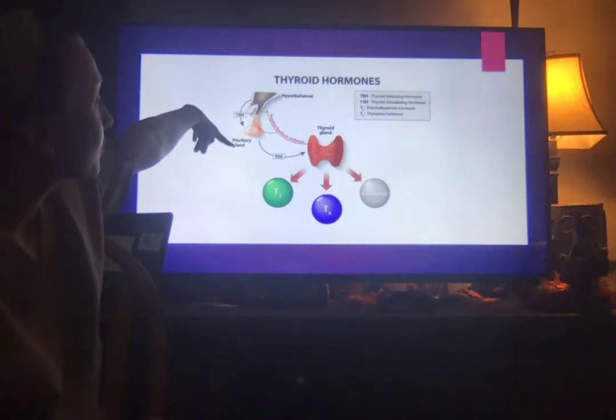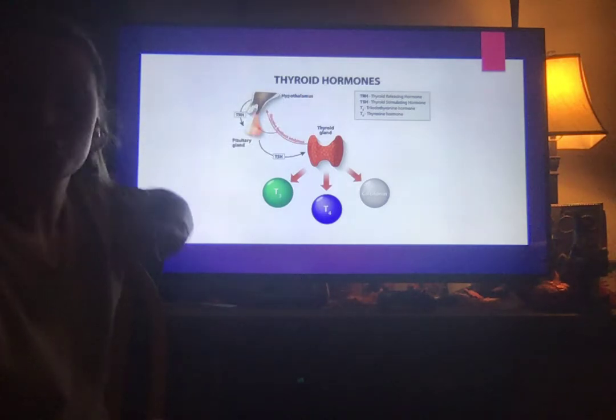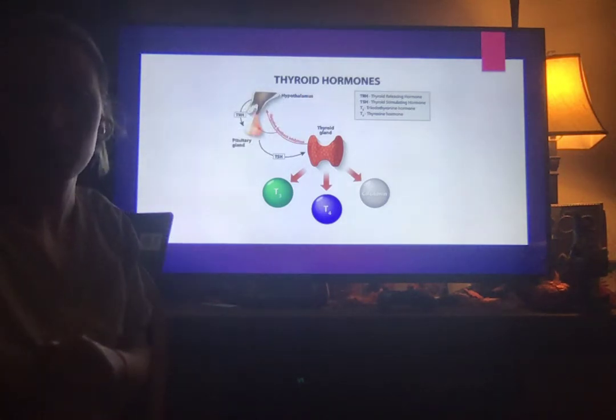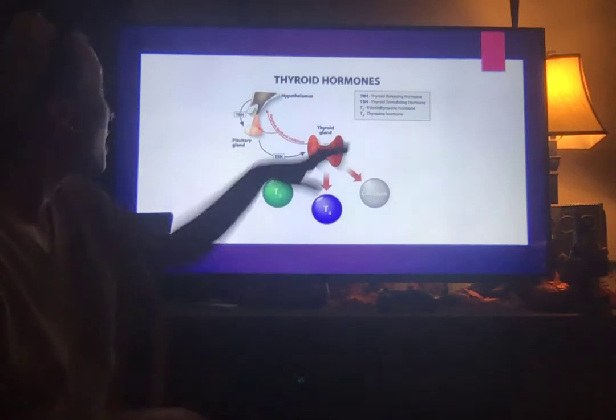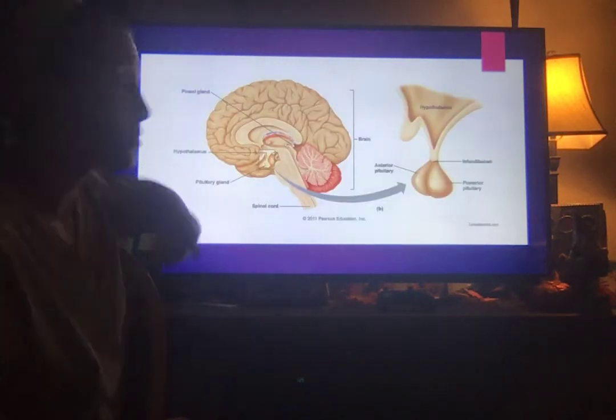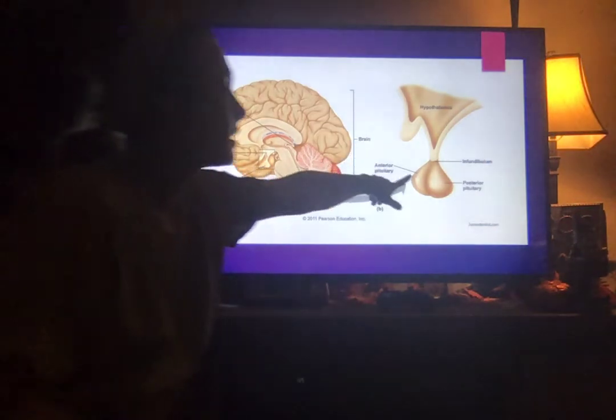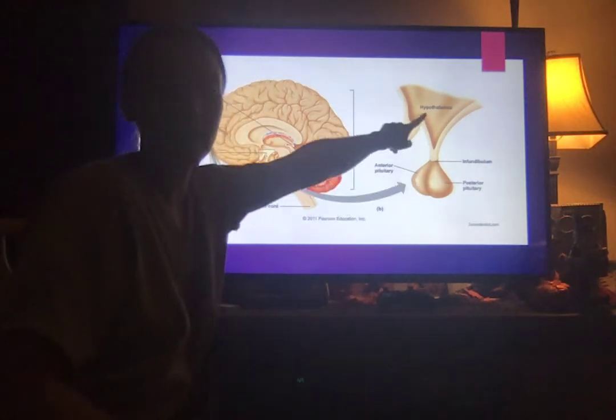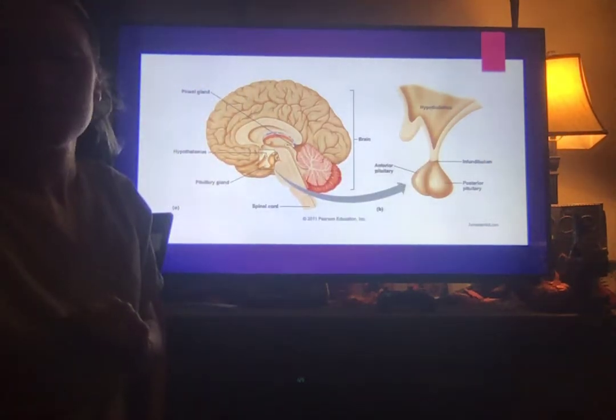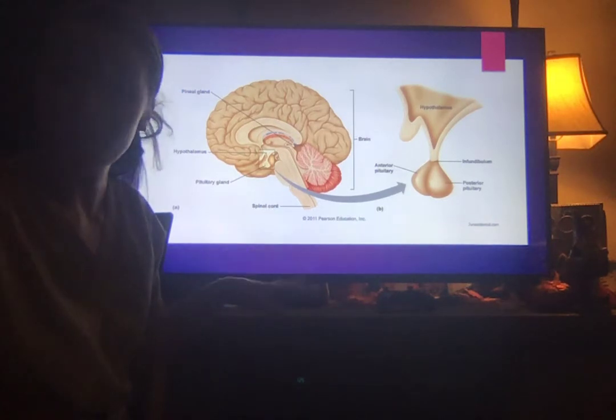And over here we have your pituitary gland and your hypothalamus, which are also a very, very important part of your thyroid and the whole entire system. But they are located in the brain. So like I said, right here is a bigger picture. It's your pituitary gland and your hypothalamus. And what these two do is they control the thyroid.